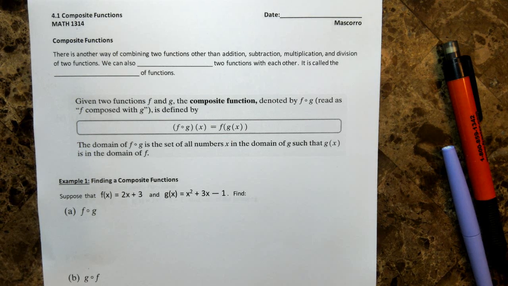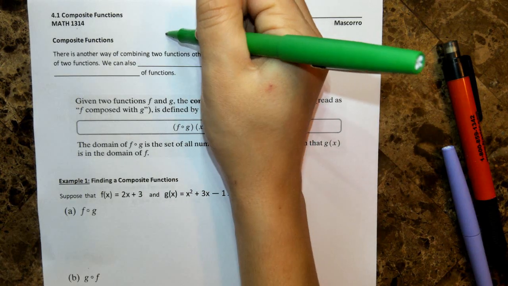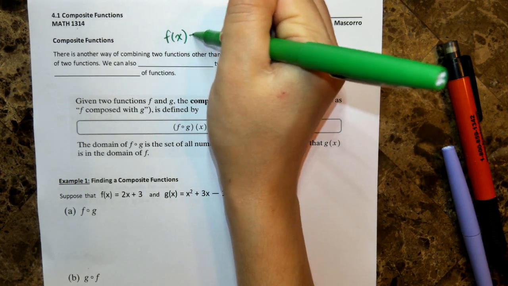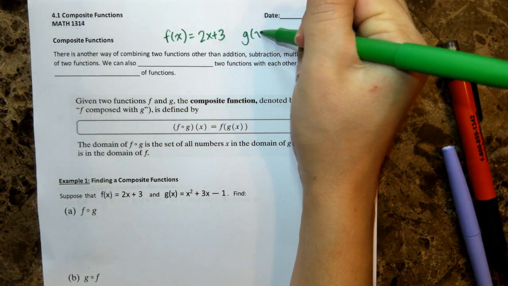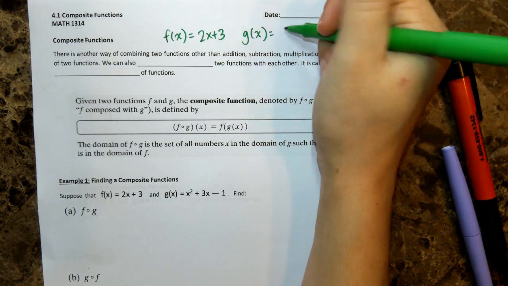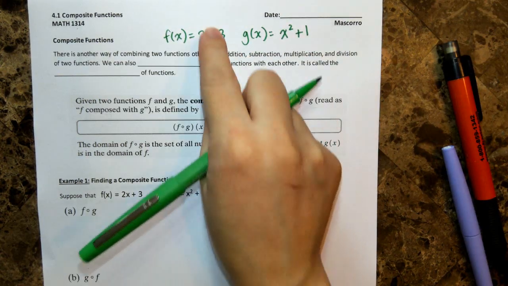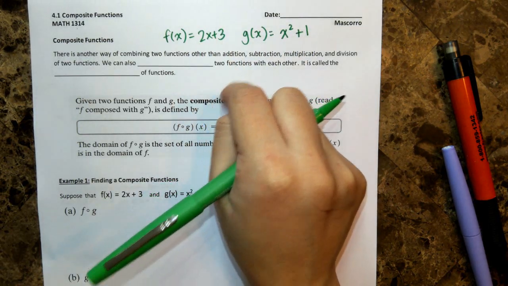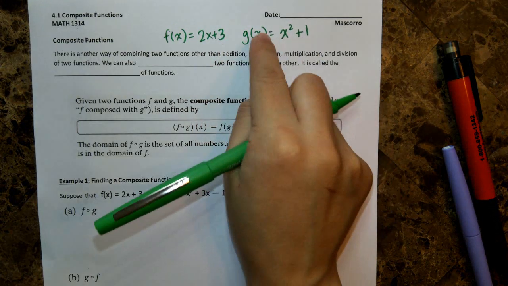Okay, so today's lesson is over composite functions, chapter 4.1. Now we've learned about different ways to combine functions. We've learned about how to add two functions. So for example, if I have a function that is just 2x plus 3, and I have a second function that is x squared plus 1, and if I wanted to add them, I would just add any like terms, which would be 2x plus 4 plus x squared.